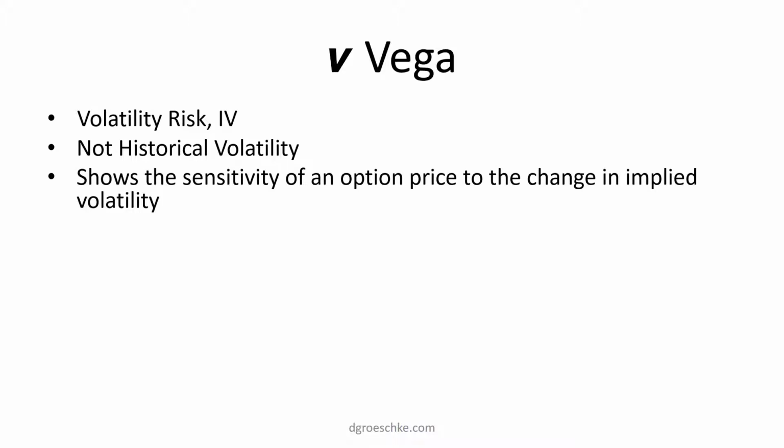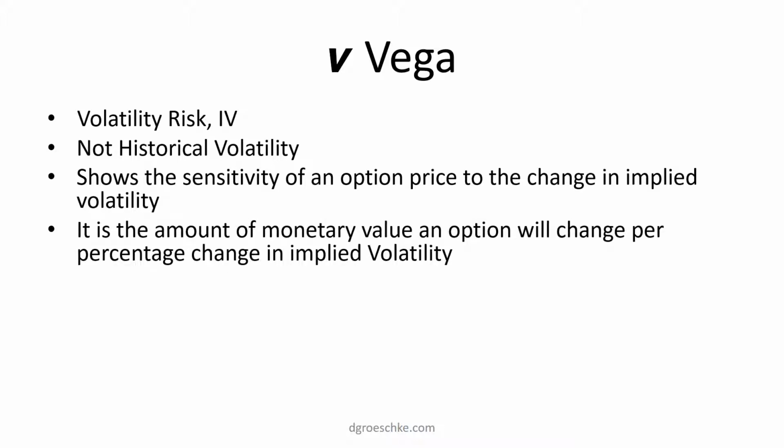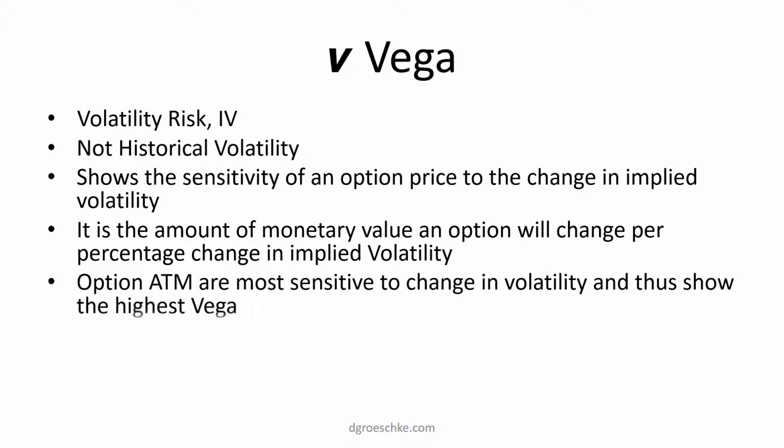Now let's talk about the option Greek Vega. Vega refers not to historical or actual volatility, but the implied volatility or the volatility risk. Vega shows the sensitivity of an option price to the change in implied volatility. It's the amount of monetary value that an option will change per percentage change in implied volatility. Options at the money are most sensitive to changes in volatility and thus show the highest Vega figure.